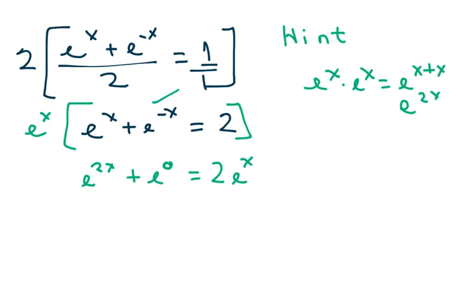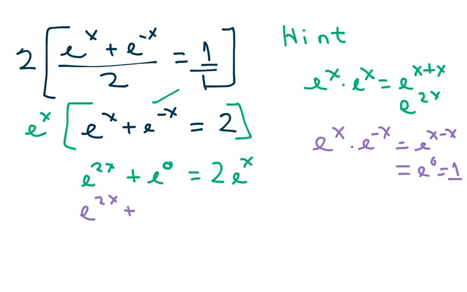And again, for this part here, that is e to the x times e to the negative x equals e to the x minus x, which equals e to the 0, which equals what, guys? That equals 1. So basically I have e to the 2x plus 1 equals 2e to the x. Now, like another problem set we're going to do, I'm going to go ahead and write this as e to the x squared plus 1 equals 2e to the x.